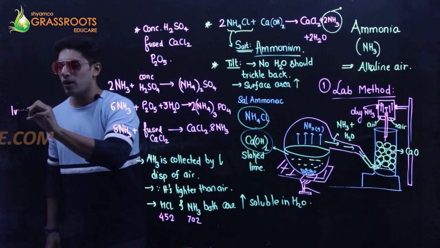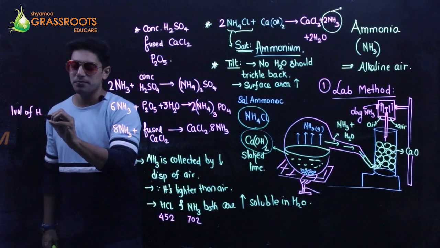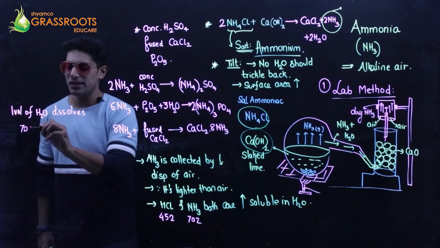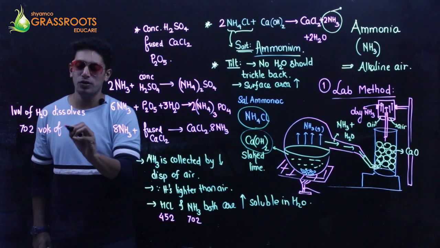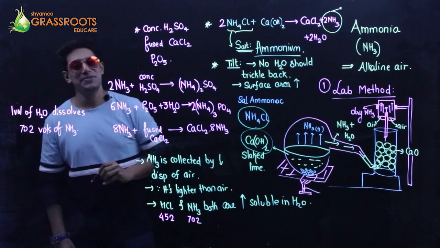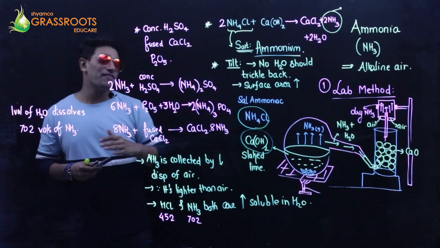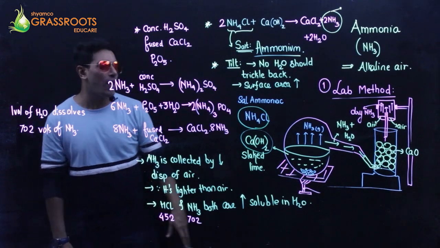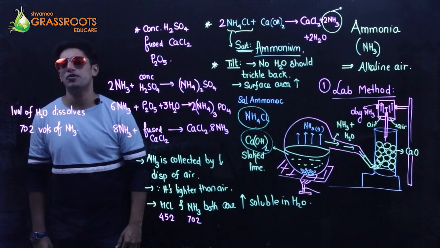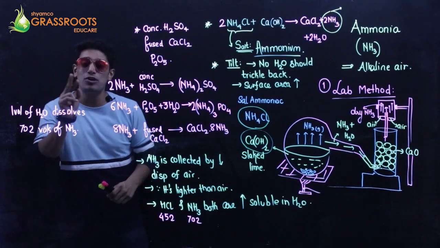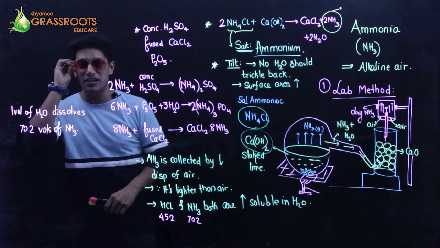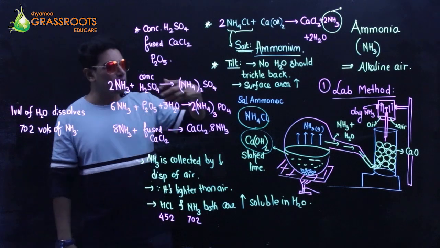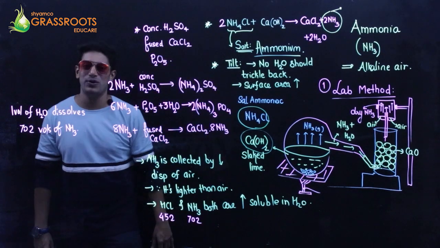So I can say one volume of water dissolves 702 volumes of ammonia. So it is highly soluble in water. So it cannot be collected over water. So I have actually covered a tremendous amount of question answers. One more thing I can say is, why is ammonium nitrate not preferred? Because of the nitrate, NO3 1 minus, ammonium nitrate especially, again is a bit of an exothermic reaction. So the ammonium salt preferred is ammonium chloride.